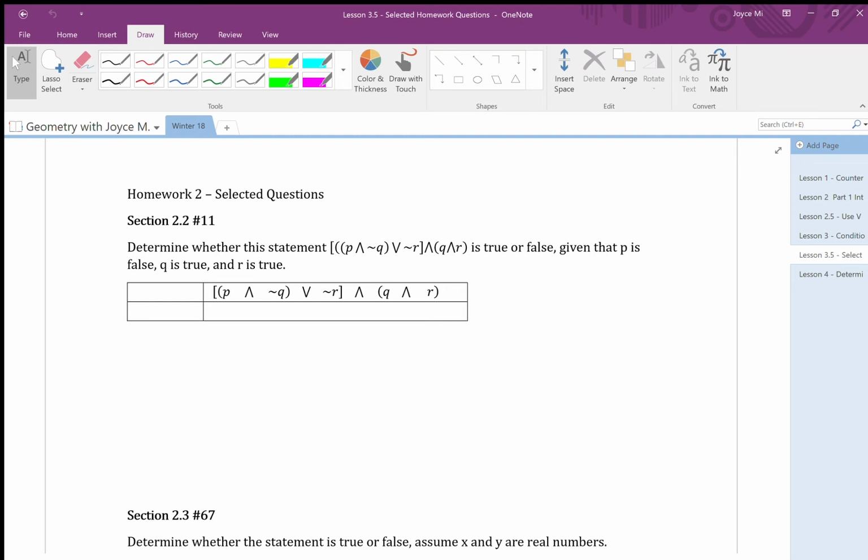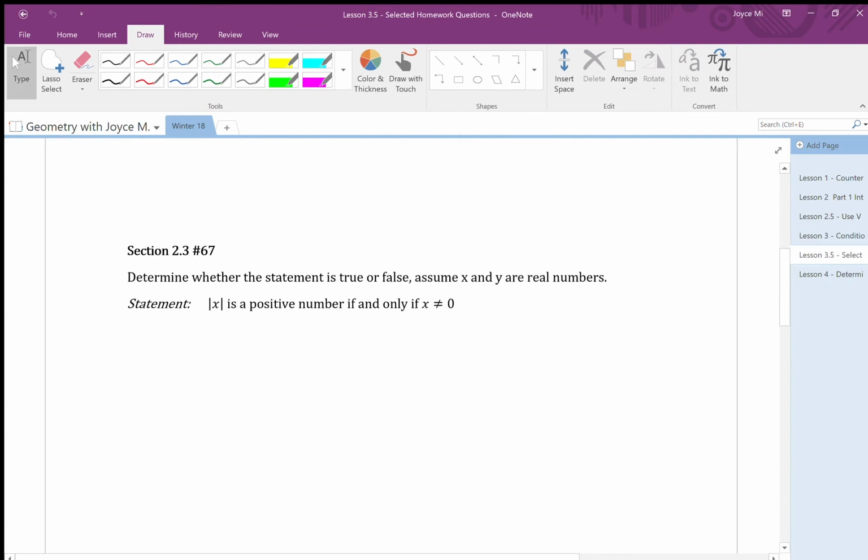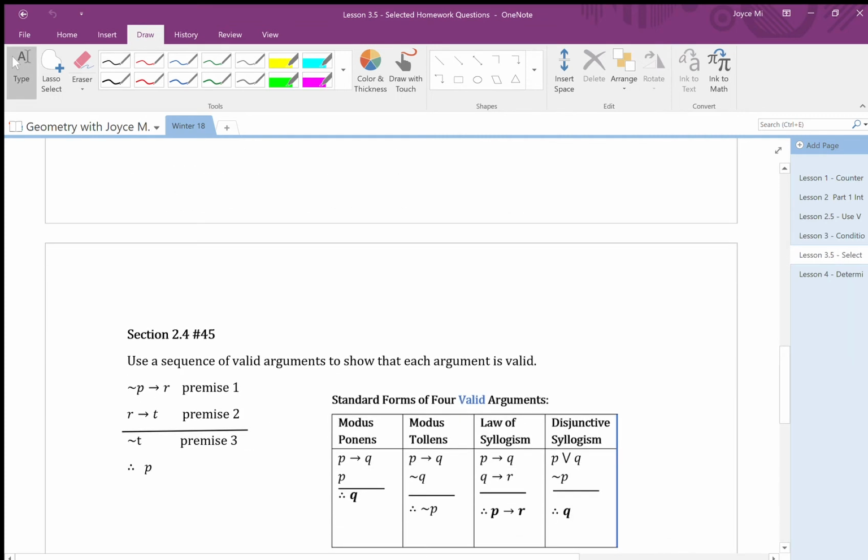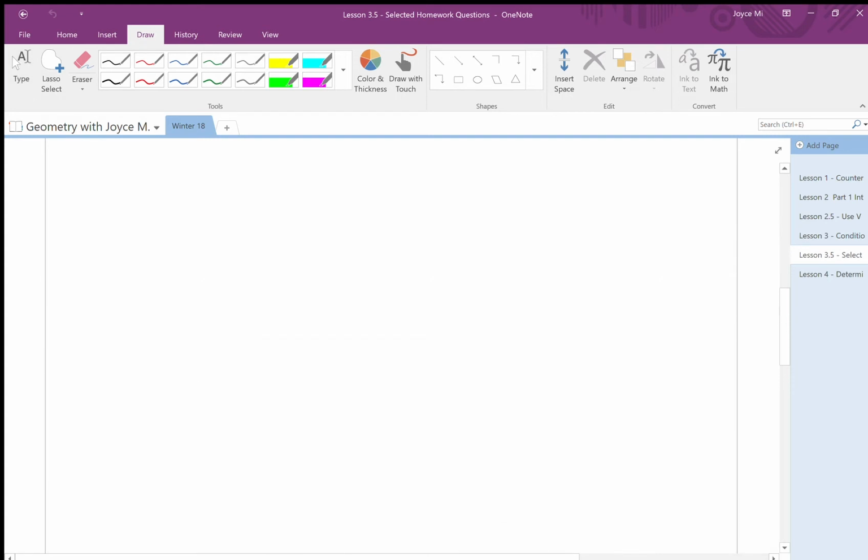Hi, in this lesson, I'm going to go over some homework questions from 2.2, 2.3, where I'm going to determine whether a given statement is true or false using a truth table. And then the next thing I'm going to discuss is whether a given argument is valid or not using a series of valid arguments to make that conclusion, which is question number 45 from your homework. So let me start with number 1.